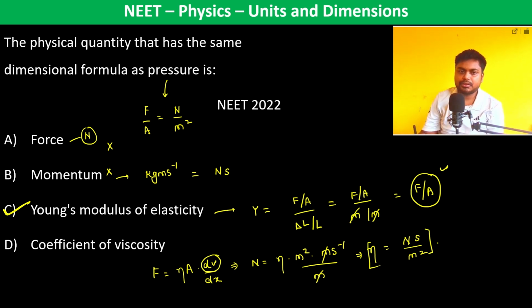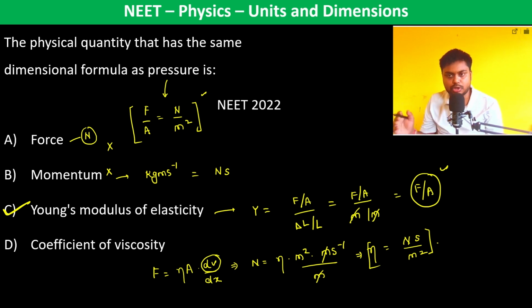Now someone may feel that why I have written it like this, Newton per meter square, I should have simplified it. Yes, you can as well simplify it, the answer is not going to change, but seeing the options where more or less everyone is centered around Newton, so therefore we can do this. Thank you.